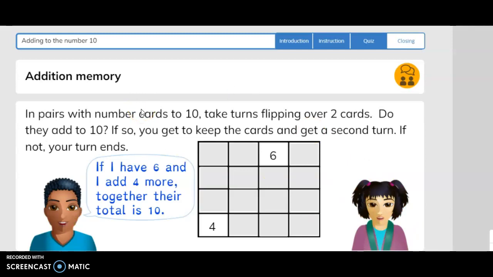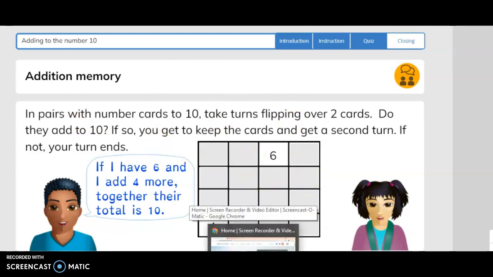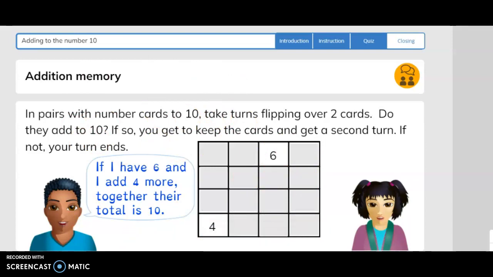Addition memory. In pairs with number cards to 10, take turns flipping over 2 cards. Do they add to 10? If so, you can get to keep the cards and get a second turn. If not, your turn ends. So if I have 6 and I add 4 more together, their total is 10. So this will be a good game to play in the classroom or at home. So that way you can become better at adding to the number 10.